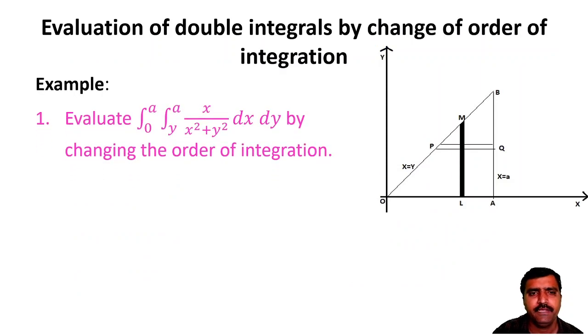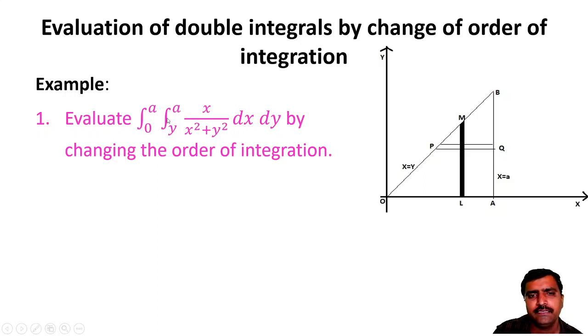Take this problem. Evaluate the integral from 0 to a, y to a, of x by x square plus y square, dx dy, by changing the order of integration. In the given problem, this is the limits of x. The given order is dx dy, and we have to change it to dy dx.